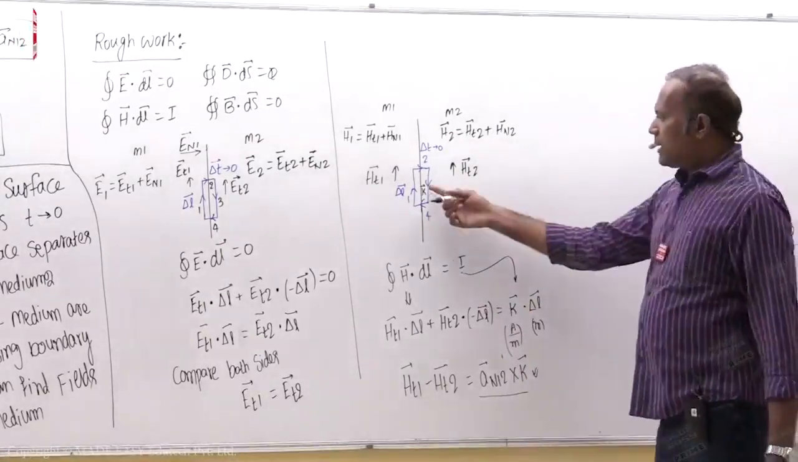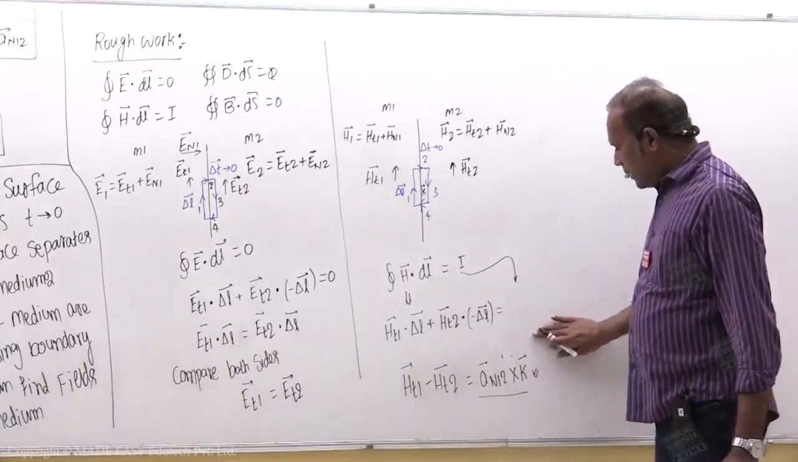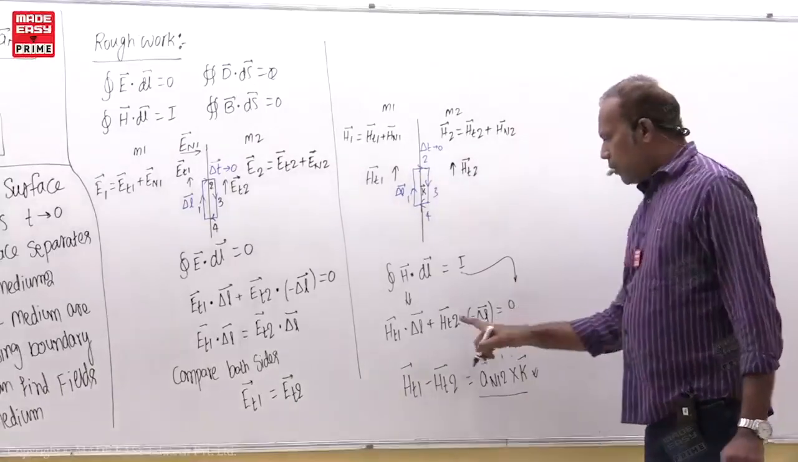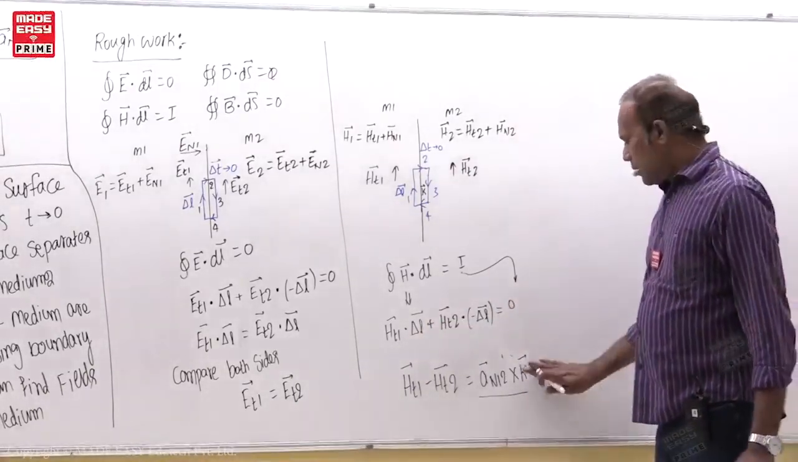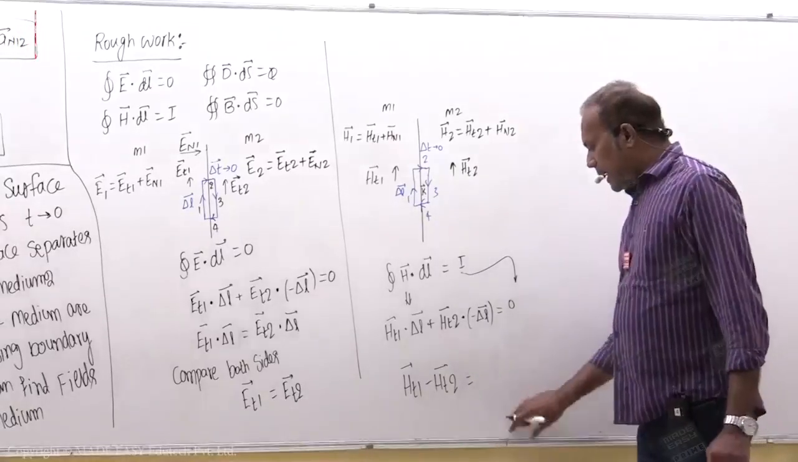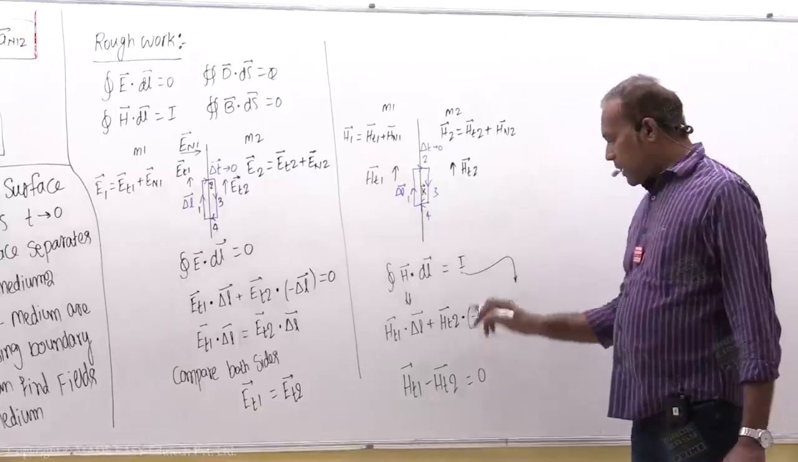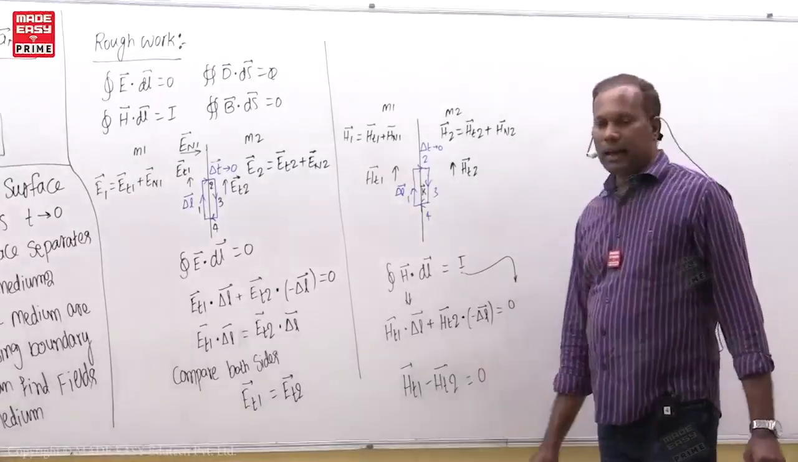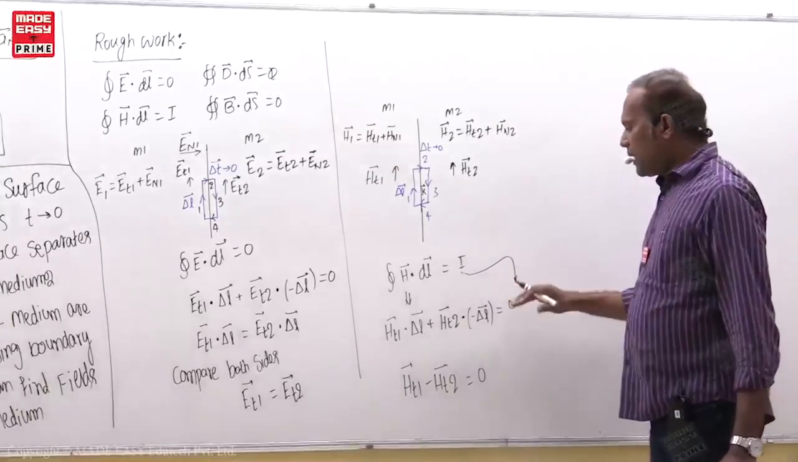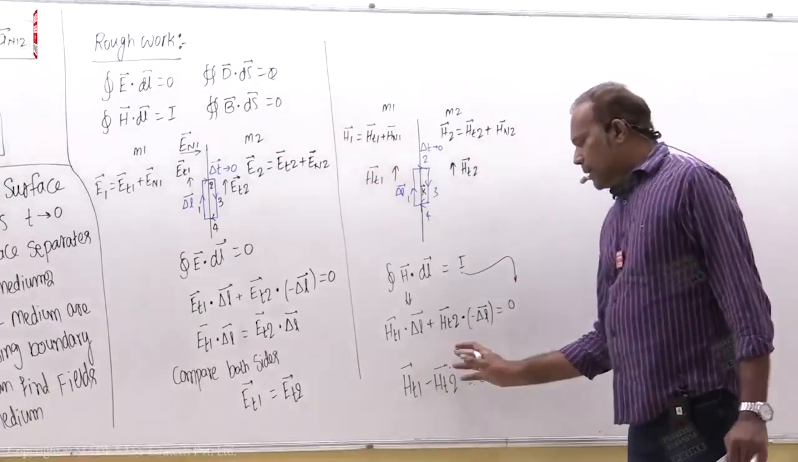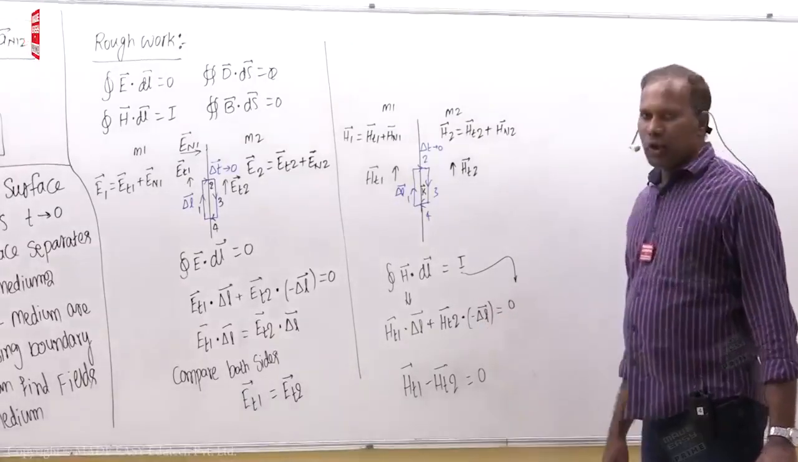Anyway, if surface current density is 0 here, then what will happen? Then Ht1 bar is equal to Ht2 bar. In that case, they are continuous. That means Ht1 bar is equal to Ht2 bar, and only then are they continuous, if K bar is equal to 0. If K bar is there, then these tangential components are not equal. They are called discontinuous. Discontinuous means not equal.